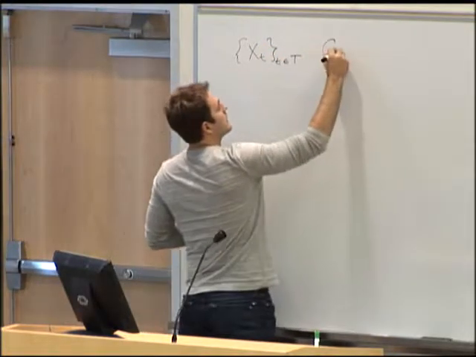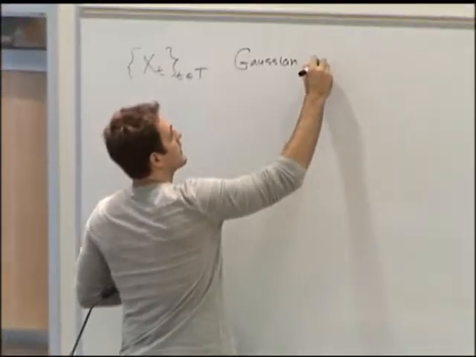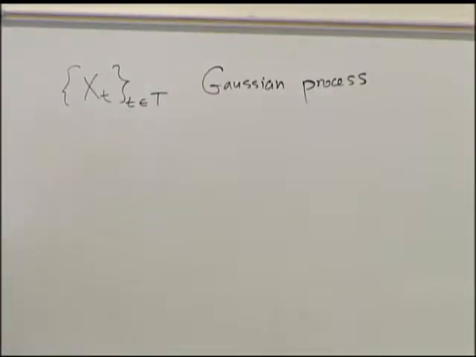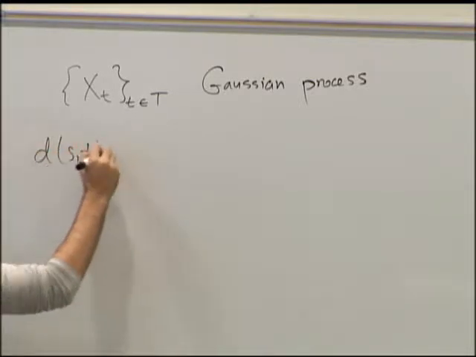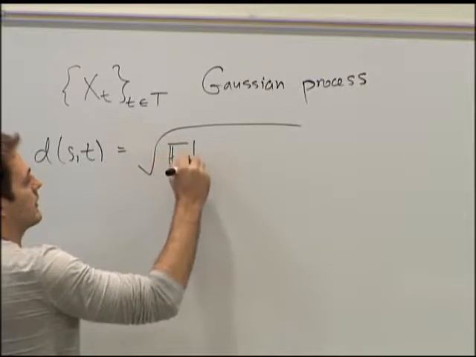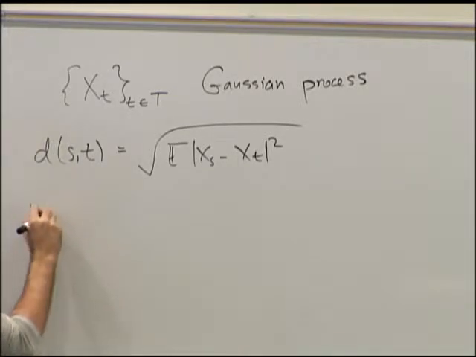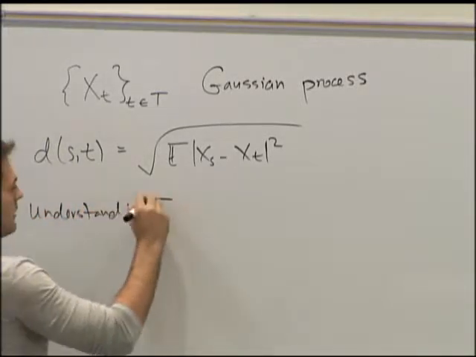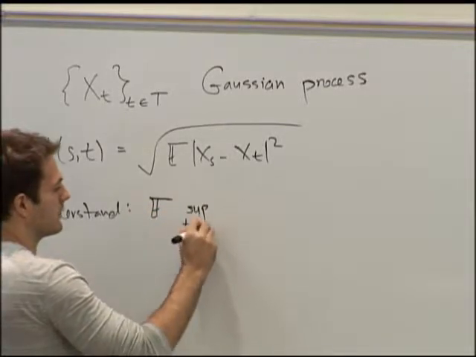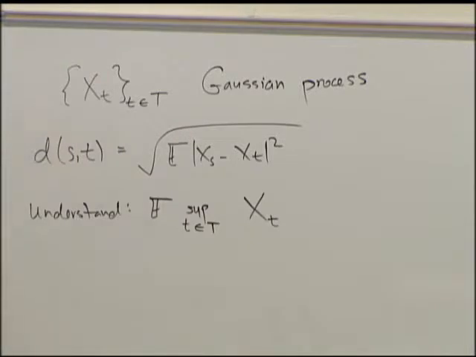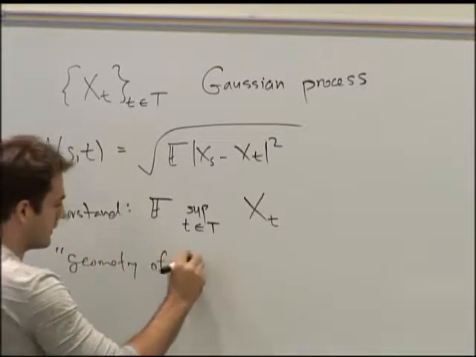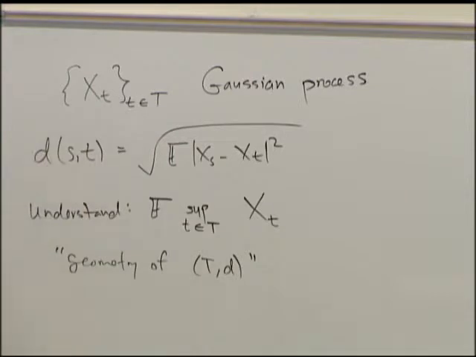All right. The objects we're talking about again: a collection of jointly Gaussian random variables, a Gaussian process. We equip this with the canonical metric, which is the L2 metric here. And our goal was to understand the quantity which is the expected supremum of this process. And remember, the philosophy is to understand this quantity in terms of the geometry. Okay, so the index set here is capital T. The philosophy is to understand this in terms of the geometry of this sort of metric space T.